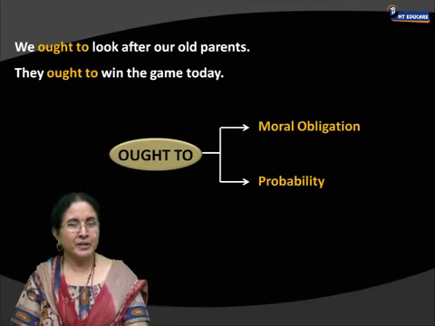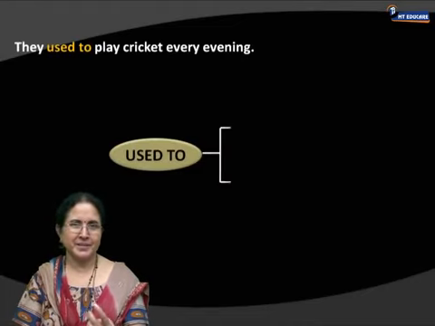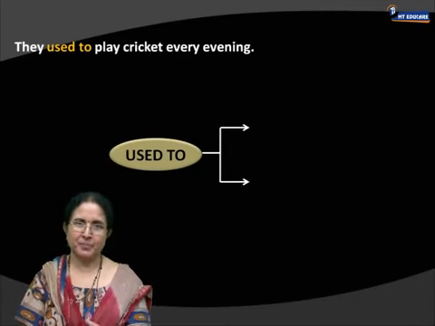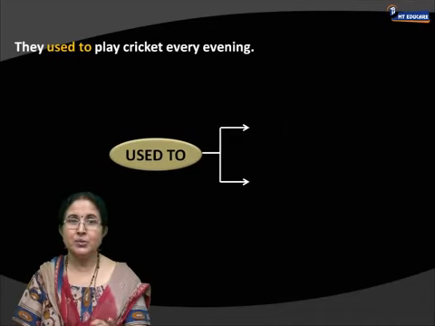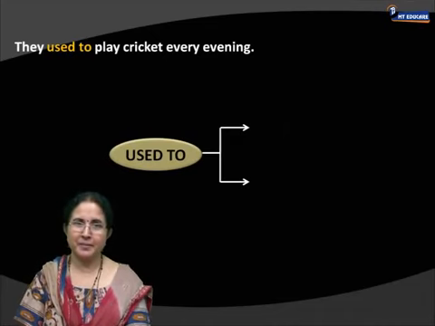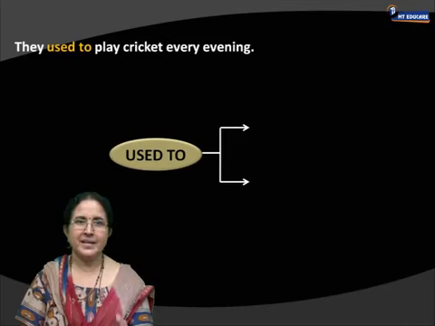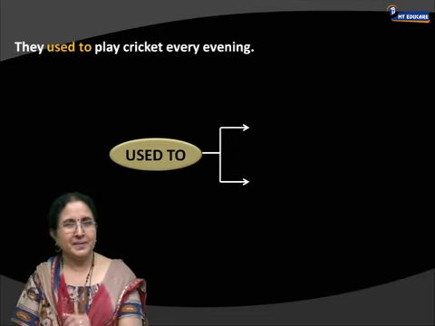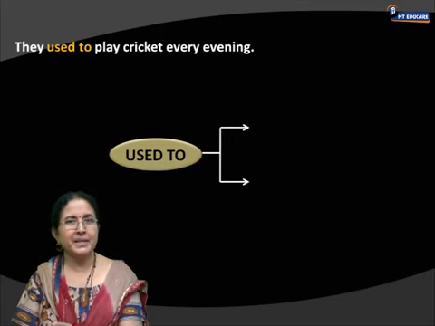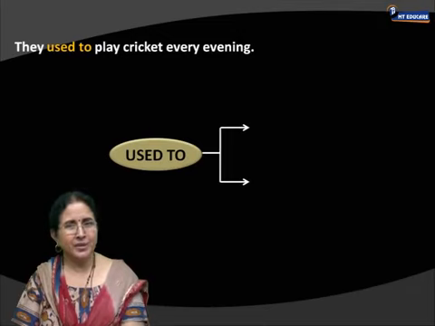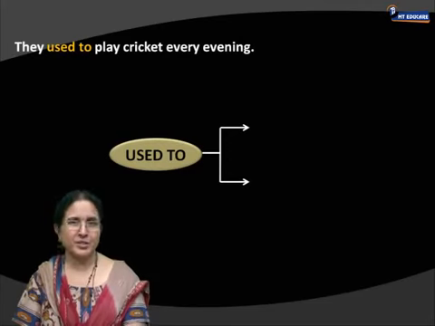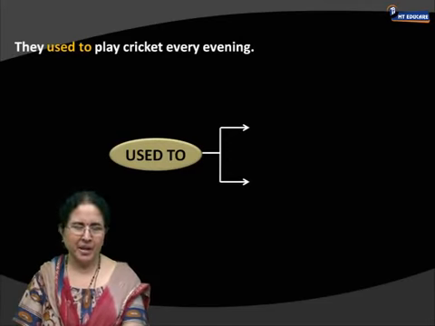I think I mentioned earlier with you, would. Would and used to are actually like twins. Would is past action, used to is also past action. Here you see the sentence, they used to play cricket every evening. And see the next sentence, there used to be a hotel at the corner of the street. See the first function. They used to play cricket every evening is actually something that has been happening all along. Used to, but it is past action. It need not be happening now.